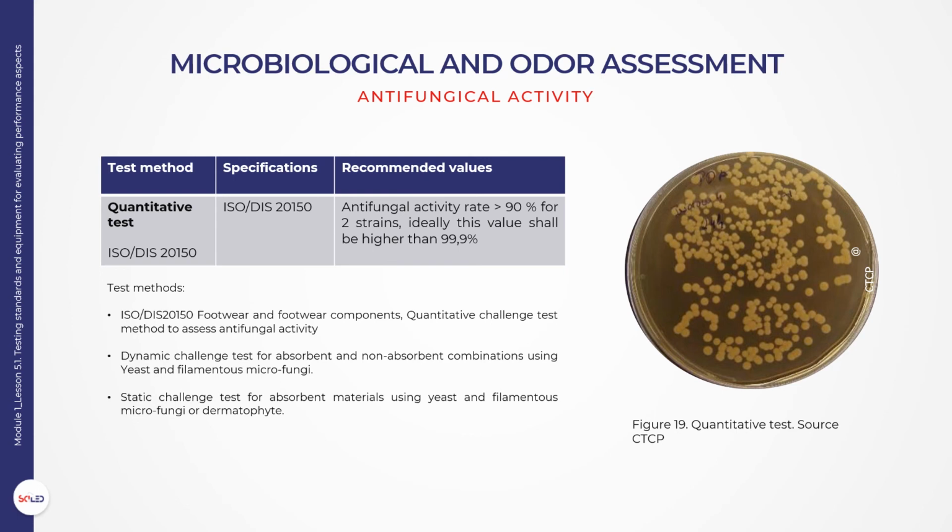If activity against mold is claimed, testing of one mold strain shall be performed. If activity against dermatophyte is claimed, testing of Trichophyton mentagrophytes shall be performed. Please note that if the whole footwear is claimed to be antifungal, major components, including upper, lining and sock, outsole shall be tested separately. The recommended values are as follows: antifungal activity rate greater than 90% for 2 strains, ideally this value shall be higher than 99.9%.